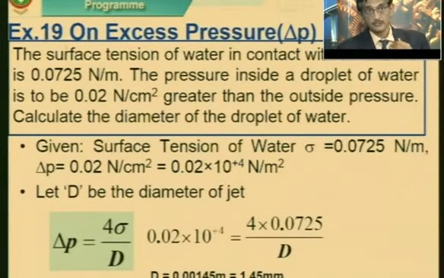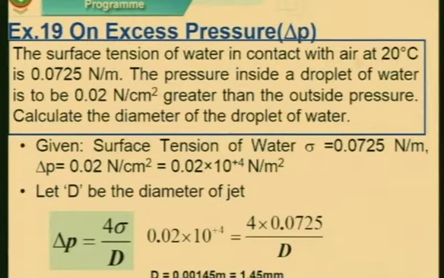excess of pressure. The surface tension of water in contact with air at 20 degree centigrade is 0.0725 Newton per meter. The pressure inside a droplet of water is to be 0.02 Newton per centimeter square. See the unit here, it is Newton per centimeter square. When I have to convert to meter square, I have to multiply it by 10 to power 4. Is it okay? Now, calculate the diameter of the droplet of the water.